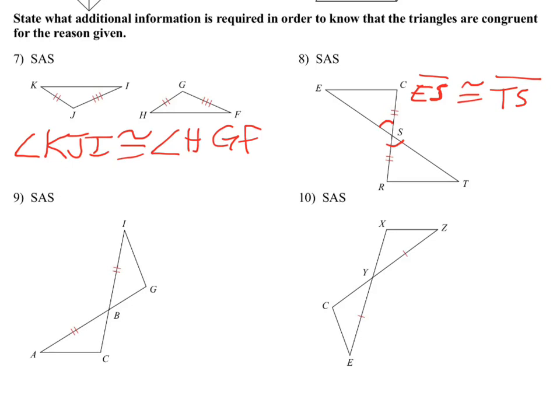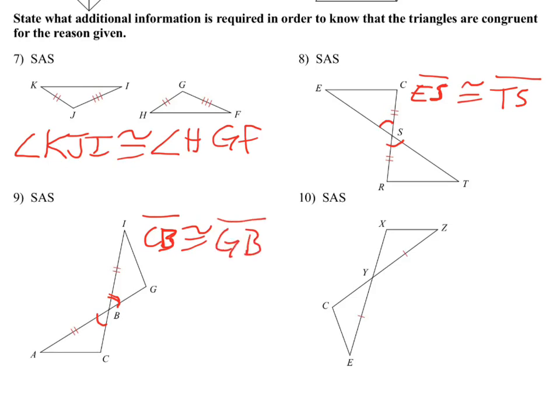On 9, we have a similar story. We can add these little congruence markings, because those are vertical angles. We have side and then the angle, but not the next side. And on the other one, we have side, angle, and we need the other side. So we need these 2 sides to match up in order to have congruence by side angle side. So I need CB to be congruent to GB.